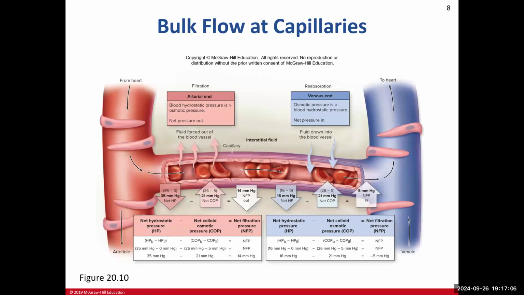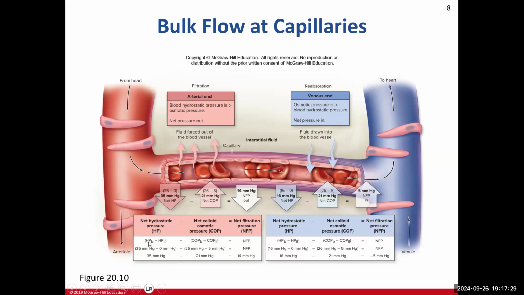So that's what this picture here is showing us. So I'm going to kind of walk you through it. Here comes the blood from the heart in the arterial. It enters into the capillary here. So we measure here on the arterial end our different pressures. The first pressure that we're going to measure is going to be our net hydrostatic pressure.